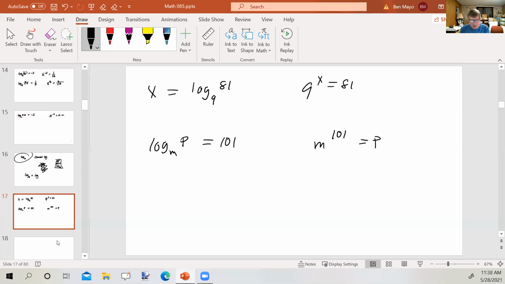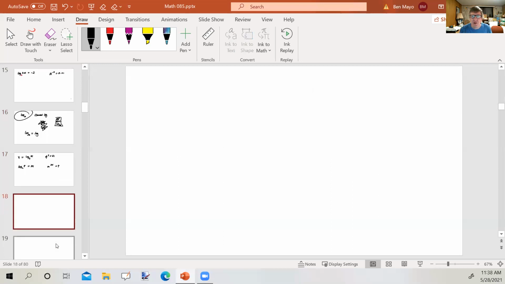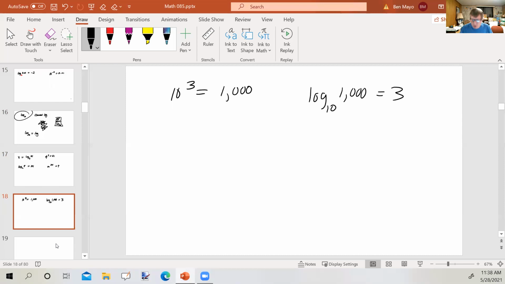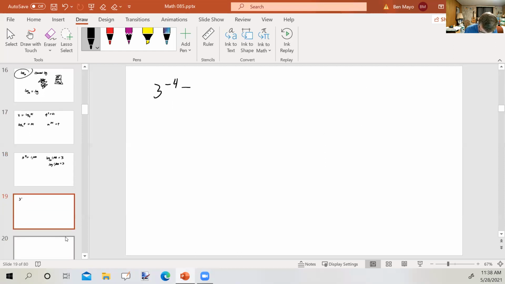Now let's go the other direction. Let's take a look at some examples of exponential equations and change them into logarithmic equations. Let's see here. 10 cubed equals 1,000. So this would be log base 10 of 1,000 equals 3. Note we could have also written log of 1,000 equals 3 because the 10 would be implied. Okay. 3 to the negative 4 power equals 1 over 81 becomes log base 3 of 1 over 81 equals negative 4.